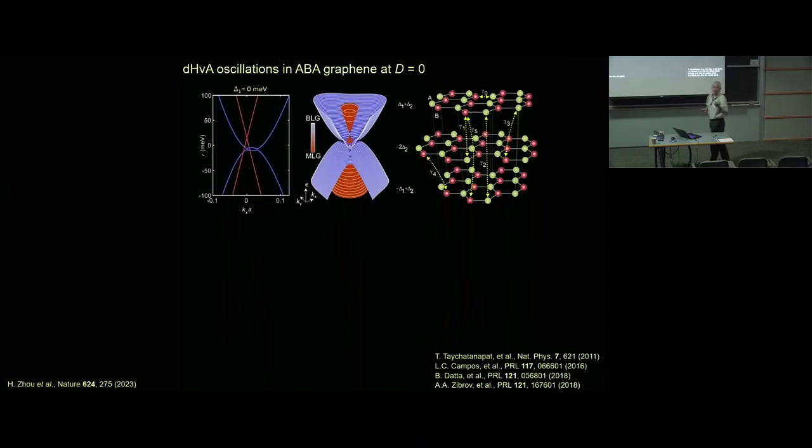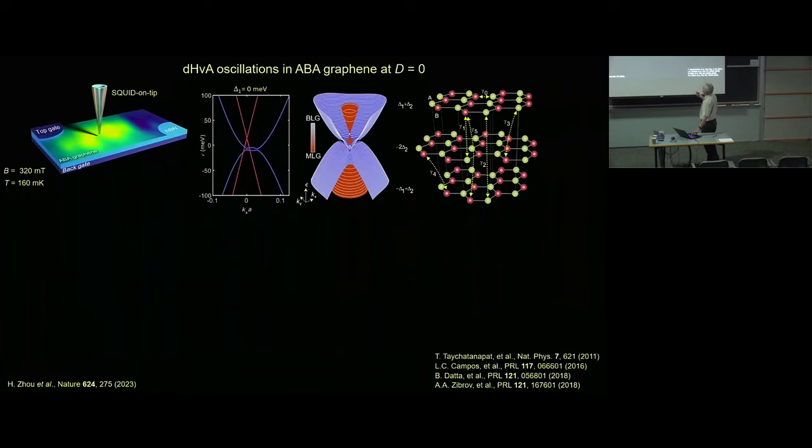I'll show you today three examples. The first one is just Bernal ABA graphene. So this is the band structure, and if you apply small magnetic fields, you will have Landau levels, and these are the oscillations that we will be looking for. So our experimental setup is like this.